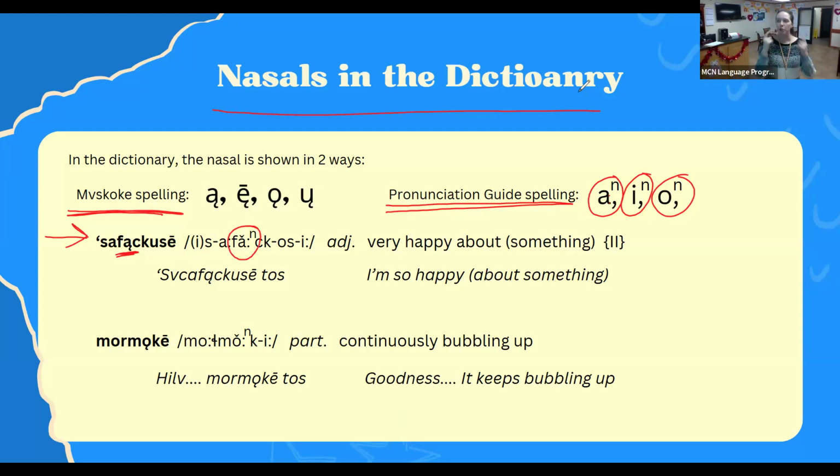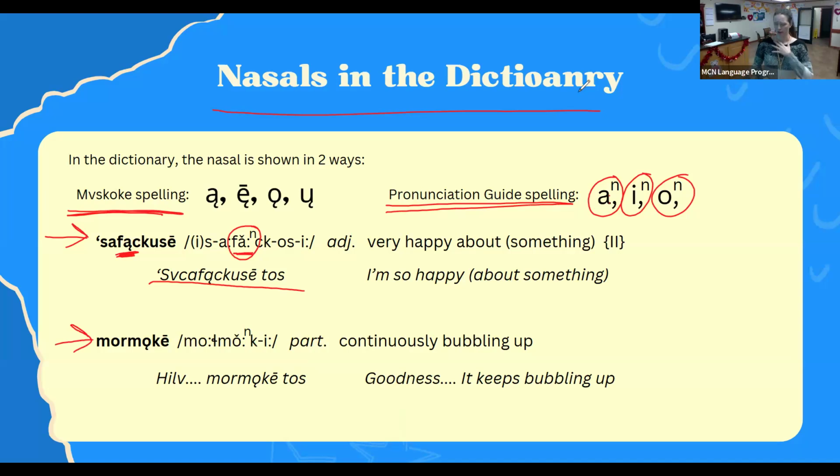So our word here that we used, we can see right here, it uses it, and right here. Sa pač kurzi. Right? Very happy about something. It has a lot of meanings, but that's the base feeling, to be very happy about something. So, sa fač kurzitos. I'm so happy about something.